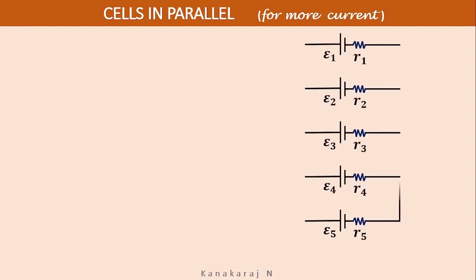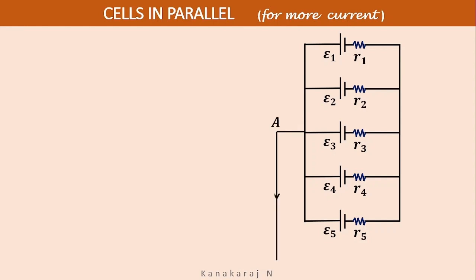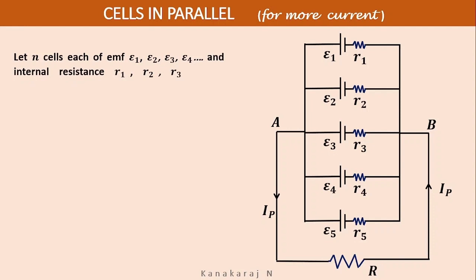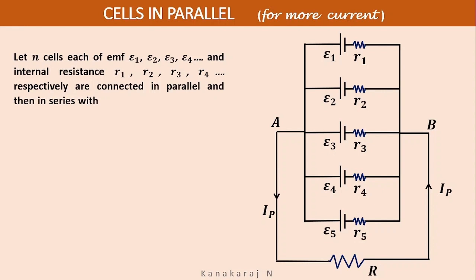This is the first cell, second cell, third cell, fourth cell, fifth cell. Then all the negative terminals are connected and all the positive terminals are connected. These cells together in parallel combination are connected to an external resistance R in series. Let n cells each of EMF epsilon 1, epsilon 2, epsilon 3, epsilon 4 and internal resistance R1, R2, R3, R4 respectively be connected in parallel and then in series with an external resistance R.